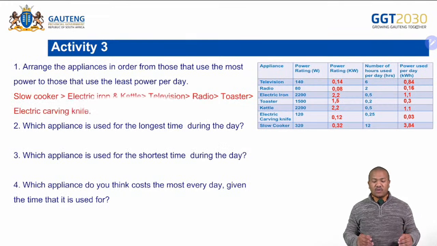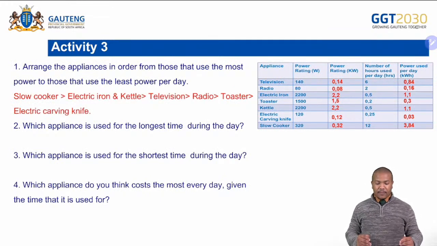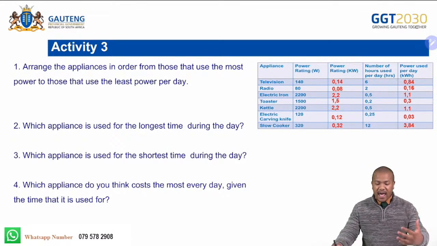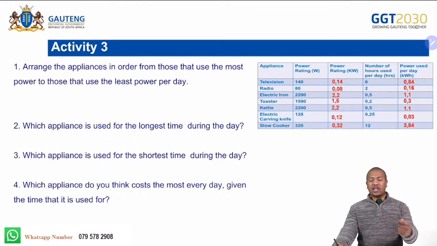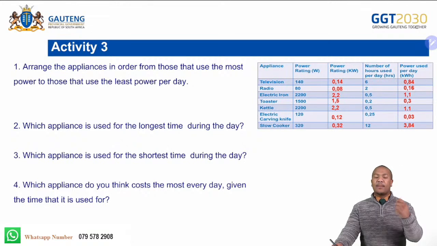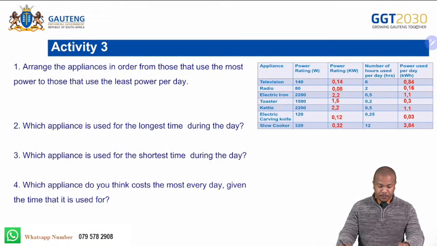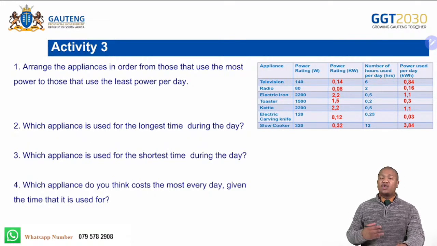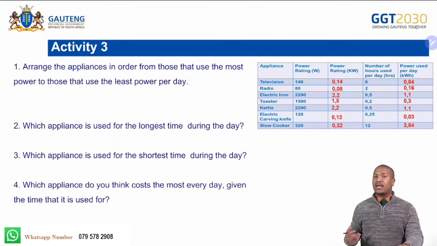Now let's look at activity 3 quickly. Number 1 says arrange the appliances in order from those that use the most power to those that use the least power per day. Then number 2, which appliance is used for the longest time during the day?